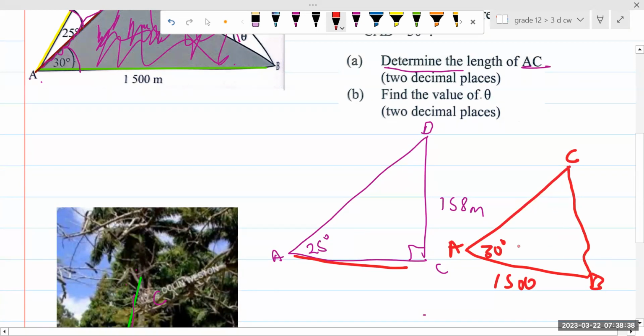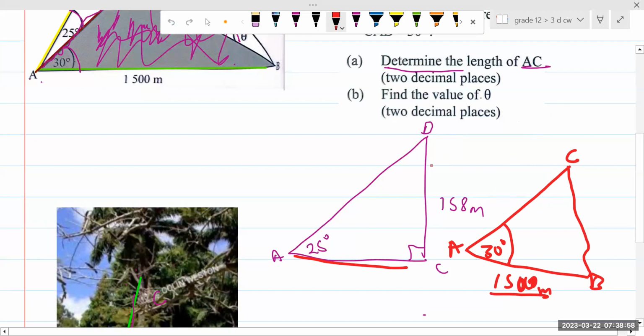So if you go to this one, for example, if we take triangle ACB, you can clearly see we have the angle is 30 degrees. And then they also gave us the distance here. They said it's 1,500. So you have 2 things there. As much as I want AC, I can't use this triangle here because they only gave me 2 things. Unfortunately, I can't use that one.